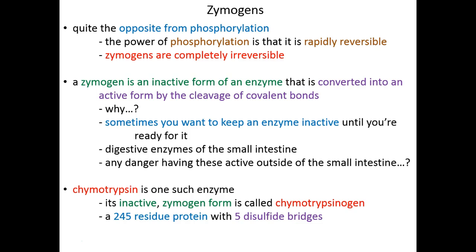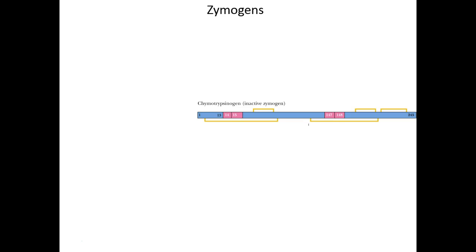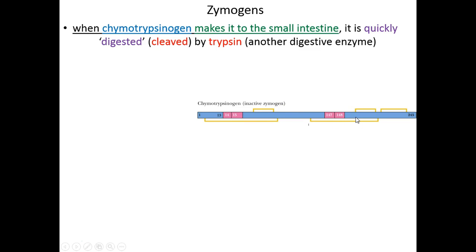In this form, chymotrypsinogen is a 245 residue protein. It's made up of 245 amino acids, and it contains 5 disulfide bridges. So we can represent chymotrypsinogen linearly as this here. We see that it's 245 amino acids in length, and these represent the disulfide bridges if and when the protein is folded into its three-dimensional shape.